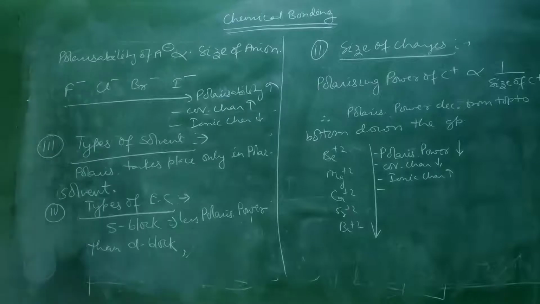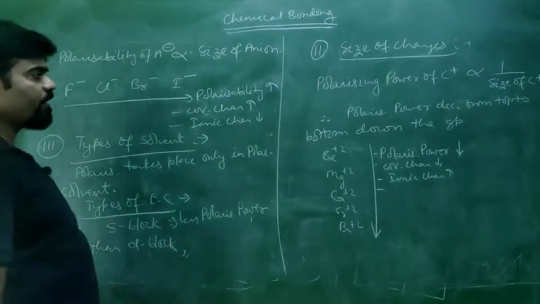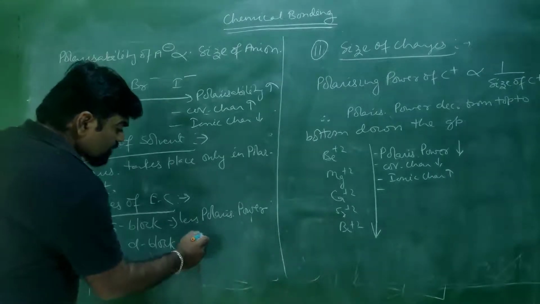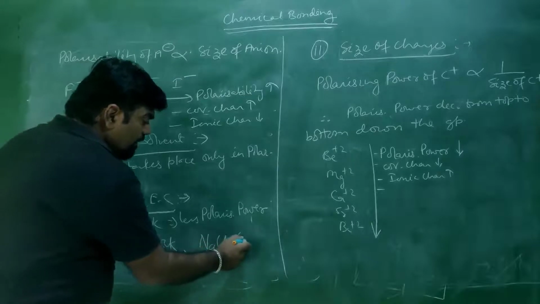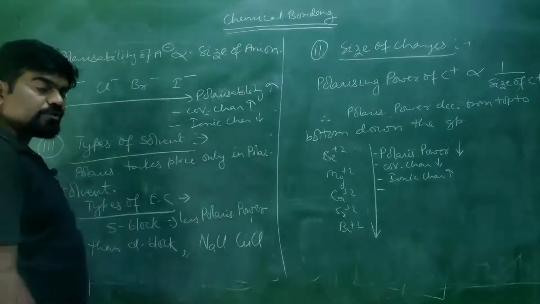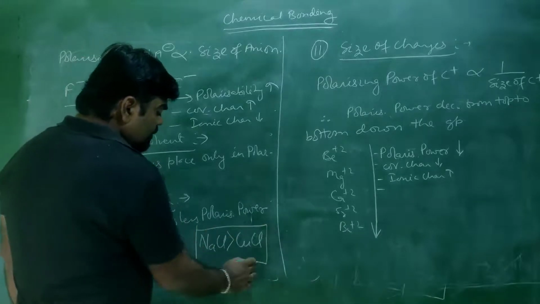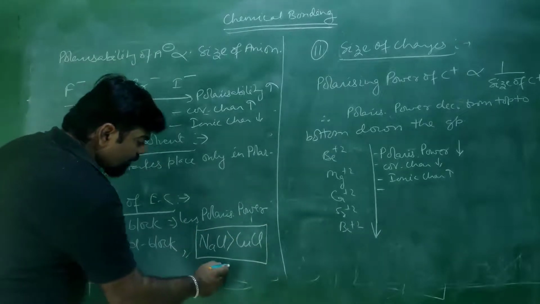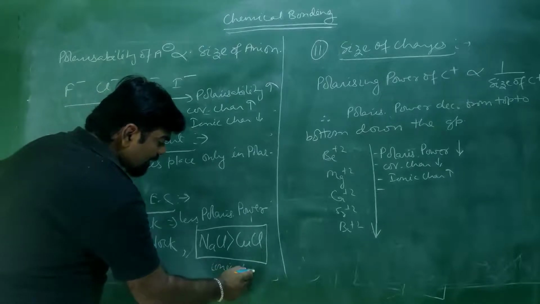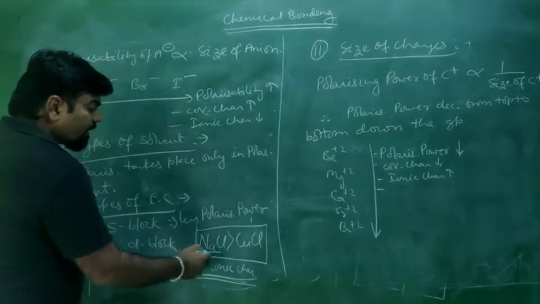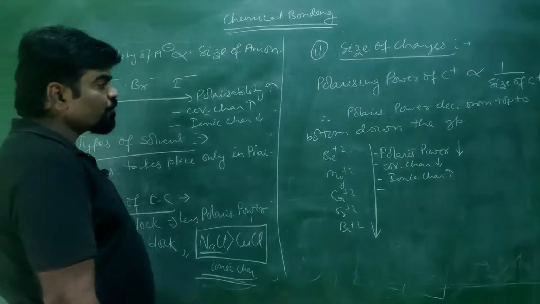Because the D block will have an unstable electronic configuration, it polarizes more. Suppose there is NaCl and there is CuCl. Which is more ionic? NaCl is more ionic than CuCl. So this is the ionic character. The ionic character of NaCl is more. The melting and boiling point of NaCl is more than CuCl.